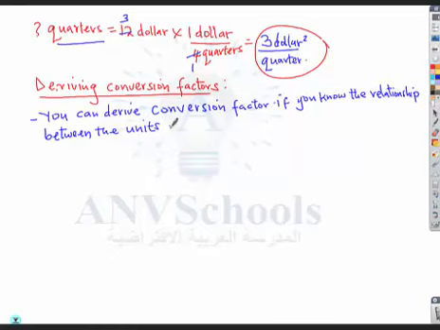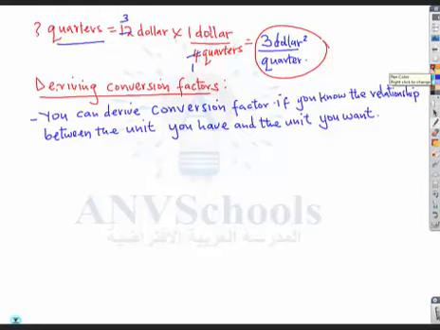The unit you have and the unit you want. Depending on the unit you have and the unit you want, this will give you a clue on what you should choose as a conversion factor. For example, let's just take an example.